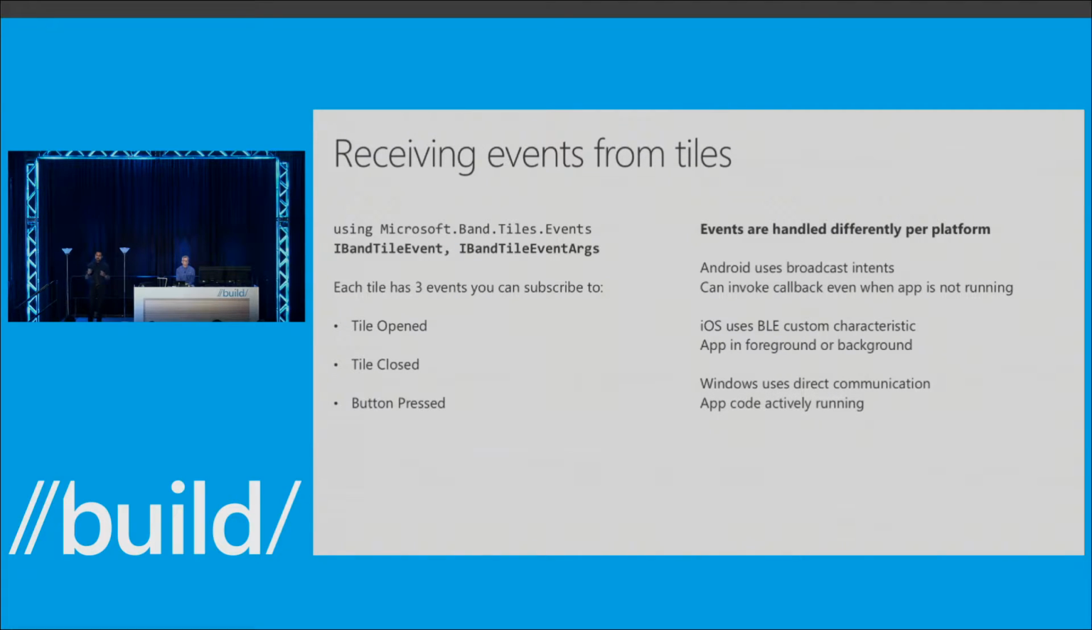On Windows, we use direct communications, which means that the app code has to be actively running in order to receive the callbacks. So if the app code is not running and some activity has happened on the band, right now there is no way for us to invoke a callback onto the app. However, with Windows 10 Universal Windows Platform, we have app services. Those app services will allow non-running applications, just like on Android, to be invoked from the Microsoft Band.